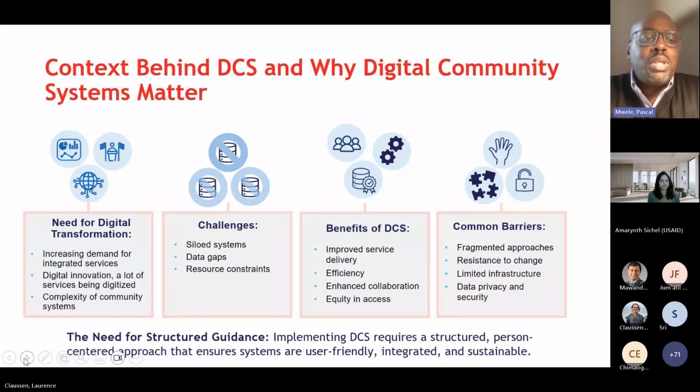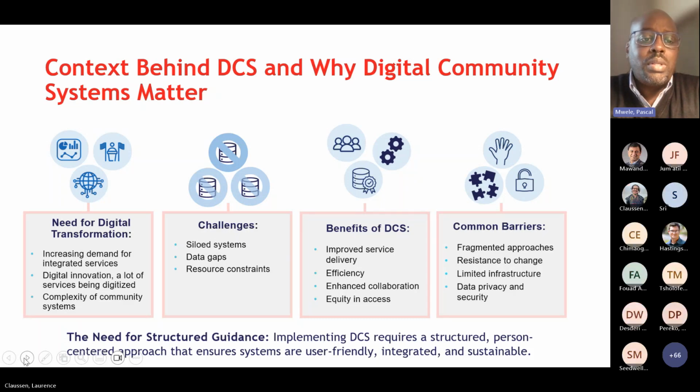And I'll be taking you through the context behind why the digital community system and why does it matter. The reasoning behind this is that in our engagements across countries, we've seen that there is an increasing demand for integrated services at the community level. Of course, this is driven by the shift and emphasis towards person-centered care, the personal healthcare approach, and many countries are moving towards this. There's also a big paradigm shift more towards digital innovation, whereby many services are being digitalized, and there's digital transformation that's driving that.